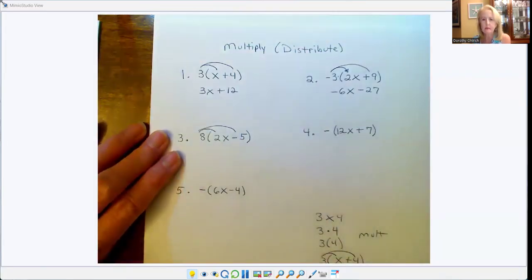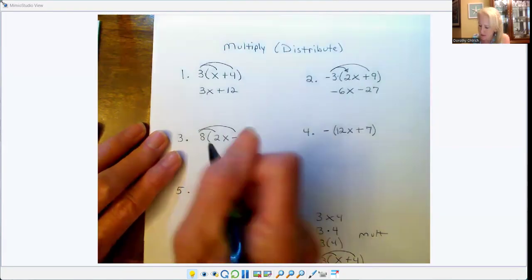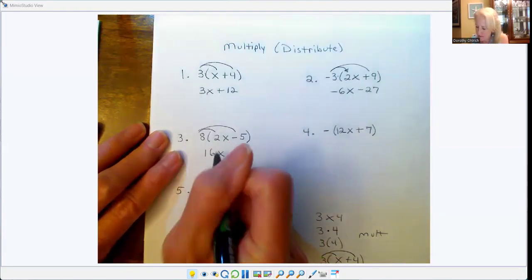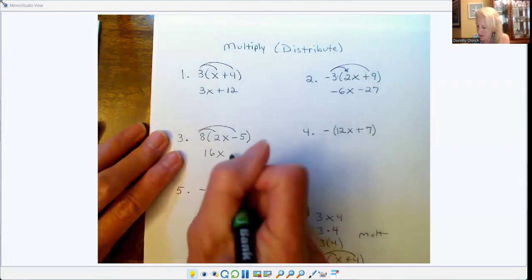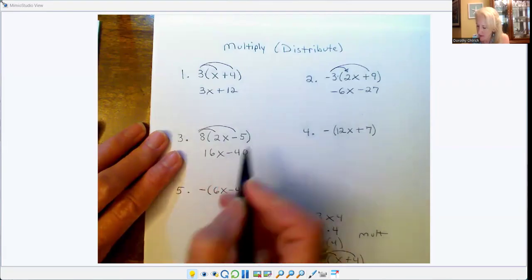If you want to pause the video and work out the last 3, that would be a great thing to do. And then start again when you're ready. I assume you're ready to check your work. 8 times 2 is 16x. 8 times -5 is -40.